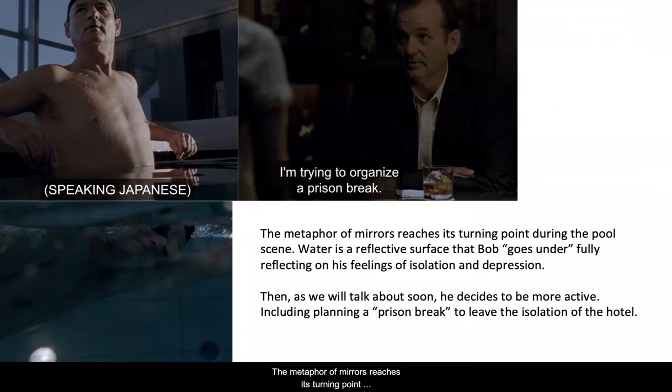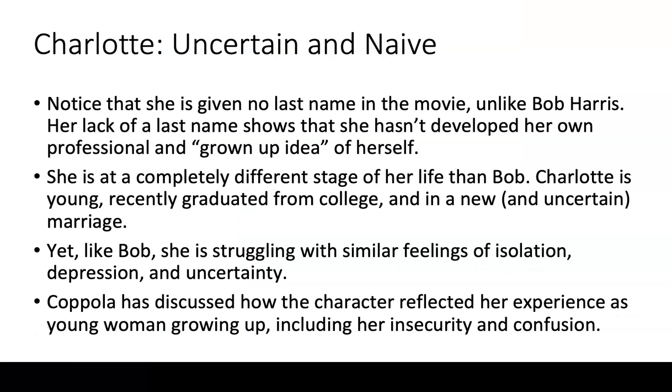The metaphor of mirrors reaches its turning point during the pool scene. Water is a reflective surface, much like a window. It is in this reflective surface that Bob finally goes fully under and starts to get more in touch with his feelings of isolation, depression, and the state of his life at the time. Then, as we will talk about soon in another lecture, he decides to become more active, including planning a prison break, as shown in the scene, with Charlotte and Scarlett Johansson to leave the isolation of the hotel.